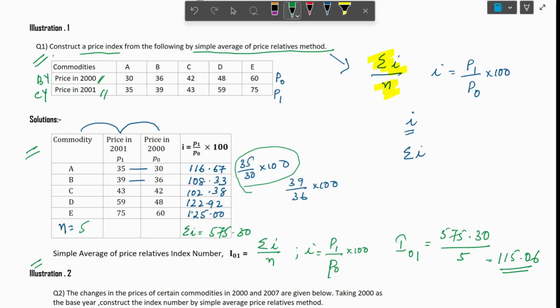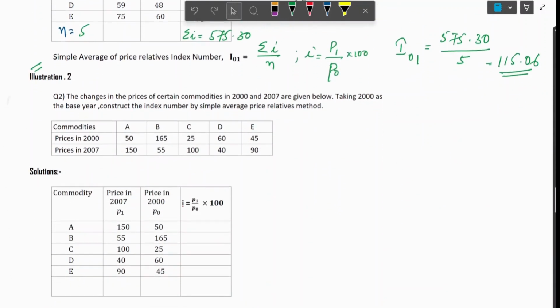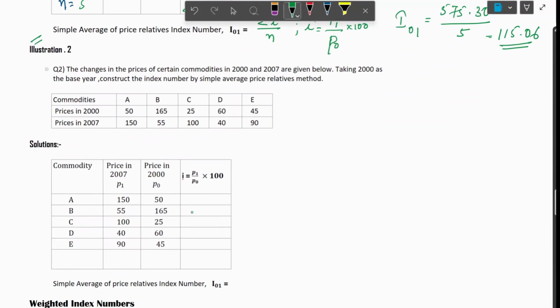Now, we will discuss one more example. That is example number 2. Read the example. The changes in the prices of certain commodities in 2000 and 2007 are given below. Taking 2000 as base year, construct the index number by which method? Simple average price relative method. Therefore, once if you get this type of questions for the examination, first think about the formula. Then automatically steps is going to be created.